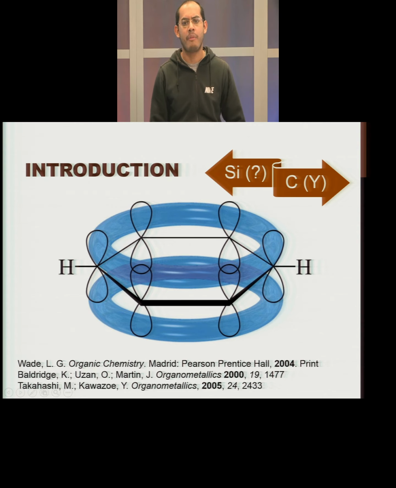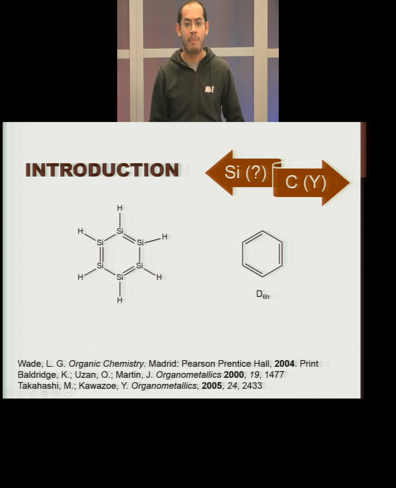Let's first define aromaticity. Aromaticity is a property that occurs in cyclic planar compounds, and it consists in the delocalization of electrons, resulting in extra stabilization. So the first criterion to be met is planarity. Benzene is known to be planar.